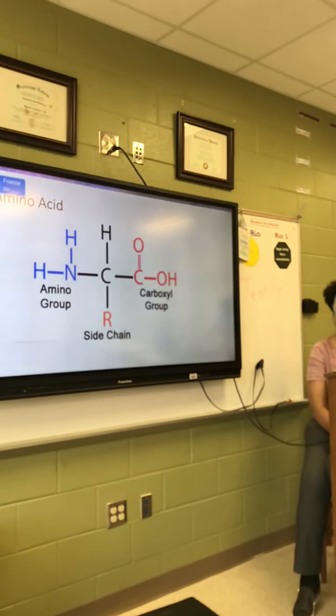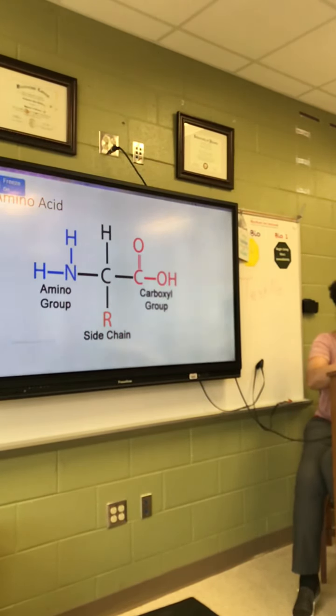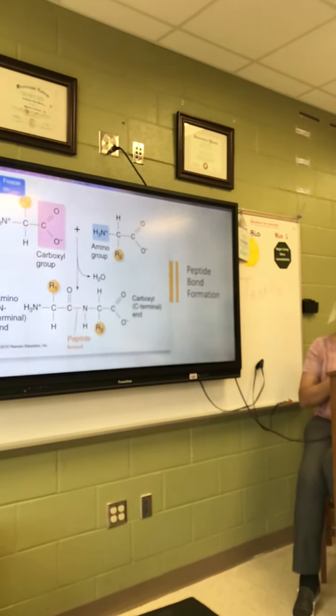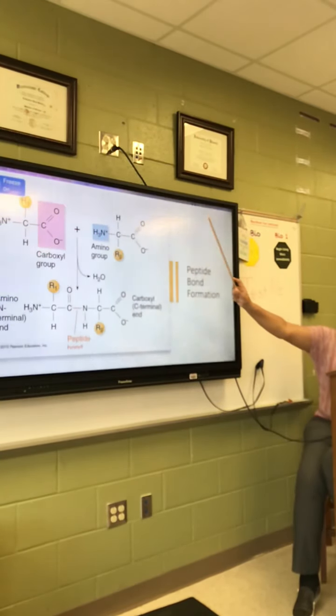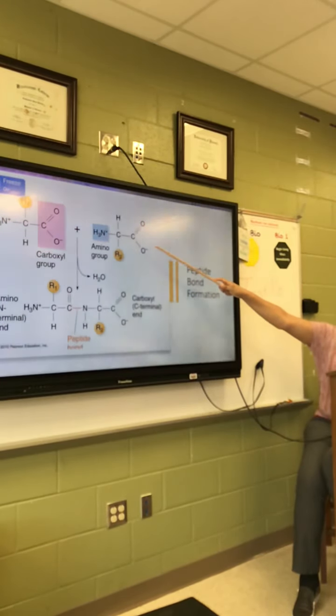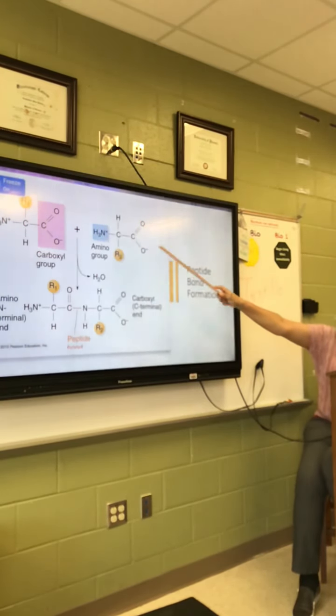What type of reaction joins together two amino acids? Dehydration, good job. And what type of bond is formed when two amino acids join together? A peptide bond. All right, so here's the formation of a peptide bond we see here. So we have an amino acid there. We have an amino acid here. These two amino acids join together.